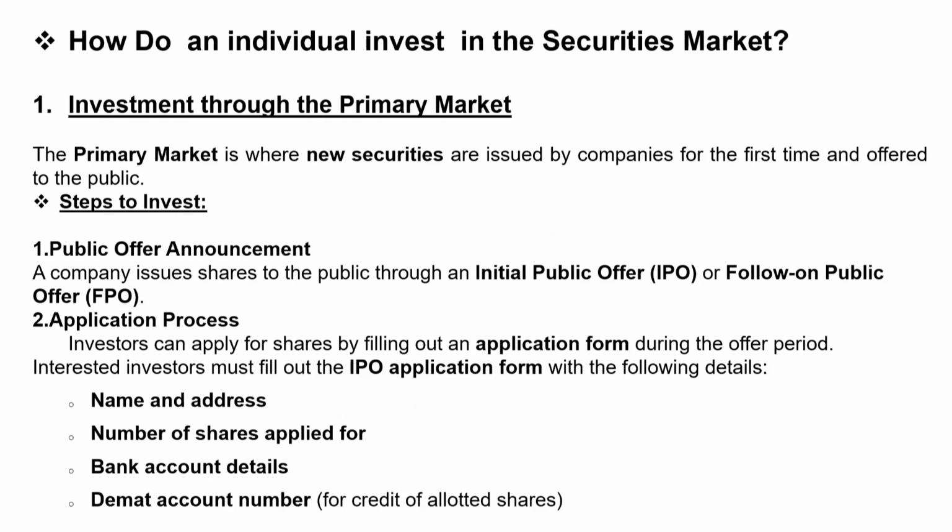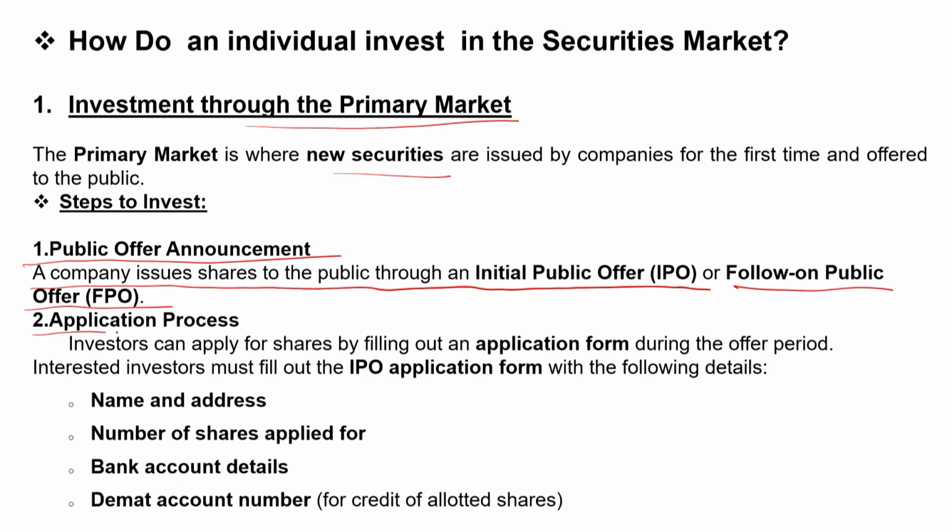Now let us understand how an individual can invest in the security market. For investing through the primary market in new securities that are offered to the market for the first time, such as an IPO, these different steps need to be followed by the individual investor. The first step is the public offer announcement. Any company that wants to launch an IPO into the market makes a public offer announcement. They provide the information that they want investment from the public in the form of an IPO or follow-on public offer, that means FPO. So if they want investment from the general investor, they will make a public offer announcement through which the general investor can get information that these different investment avenues are available in the market where they can invest their money.